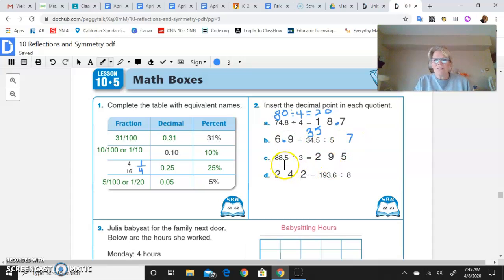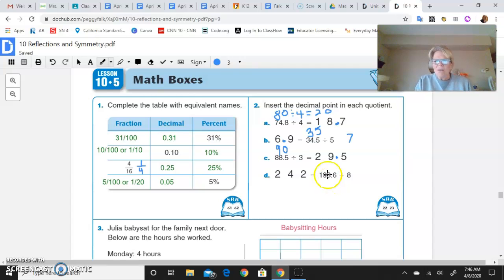Okay, 88.5 divided by 3. Well, I would round this one to 90. It's really close to 90. And 90 divided by 3 is 30. So I put my decimal right here because 29 and a half, 9.5 is almost 30. One more.